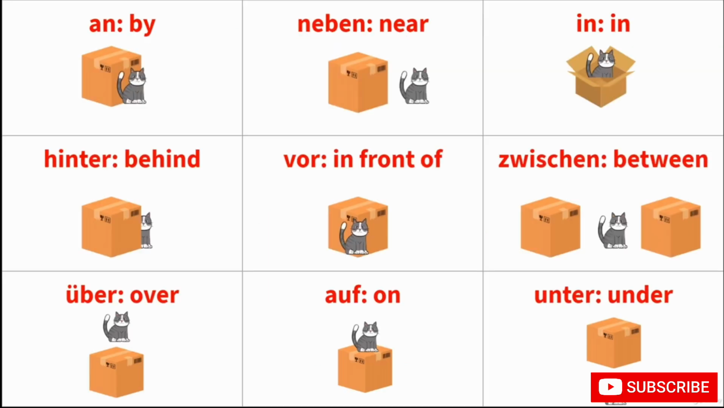Let's talk about the meaning of these prepositions. An means by. Neben means near. In means in, also in English. Hinter, behind. Vor, in front of. Zwischen, between. Über, over. Auf, on. Unter, under. As I said before, in this lesson, I just want to explain how the usage of accusative and dative case after these prepositions affects the meaning of the sentence.